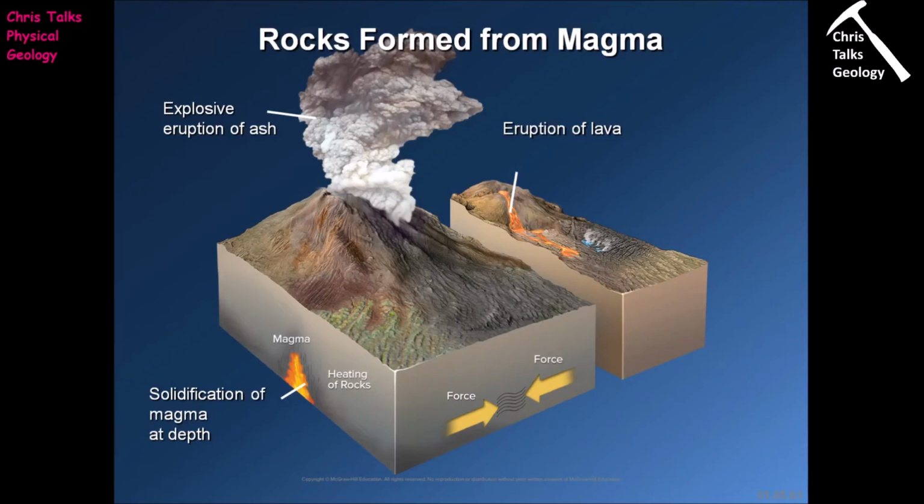volcanoes. Now, when the magma is erupted onto the surface of the Earth, it's given a different name. It's referred to as lava. Now, lava, when it's erupted onto the surface of the Earth, will cool very, very quickly. And so this will give us igneous rocks with very, very small crystals. So you're thinking, well, hold on a second, why does it cool so quickly?